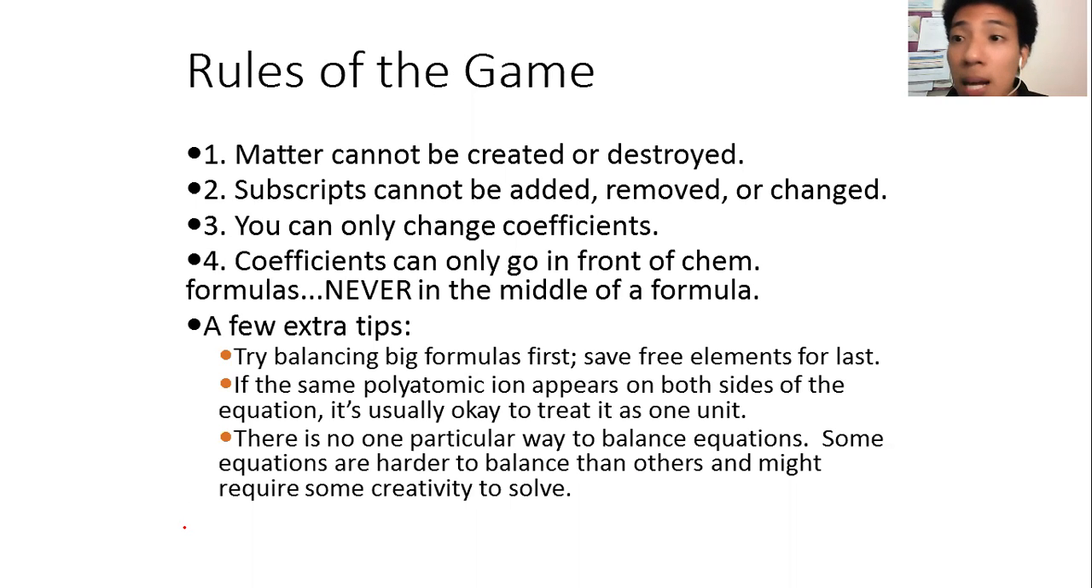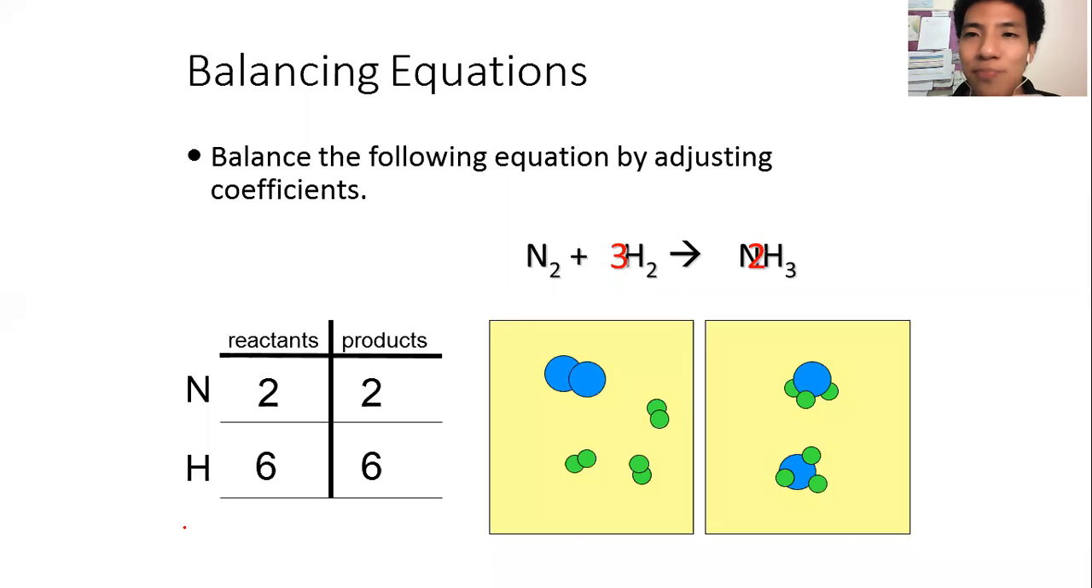You can develop skills, you can develop your own strategies and techniques, but nevertheless, the rule of the game is you can only change the coefficient and make sure that the number of the atoms and the types of elements are always the same for the reactant and the product. So some equations are harder to solve and to balance. The other might require creativity to solve. Again, you have to be very careful in balancing, especially for the polyatomic ions.